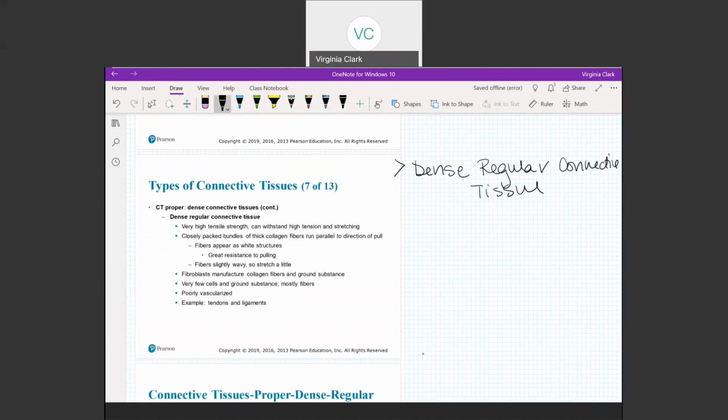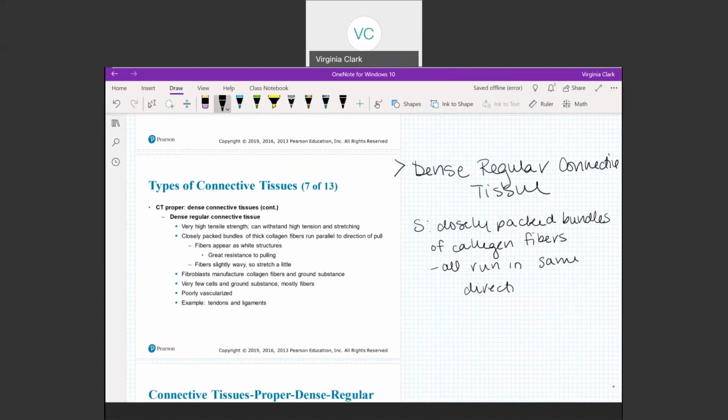This type of tissue has a very, very high tensile strength. The structure of this is going to be closely packed bundles of collagen fiber. So lots and lots of fibers. And these are going to all run in the same direction. So it's dense, regular. So dense means a lot of fibers, and they are all going to run in the same direction. They're going to be in parallel. That's what makes it regular.